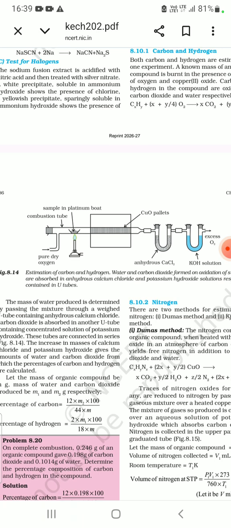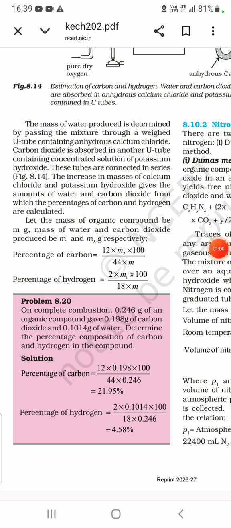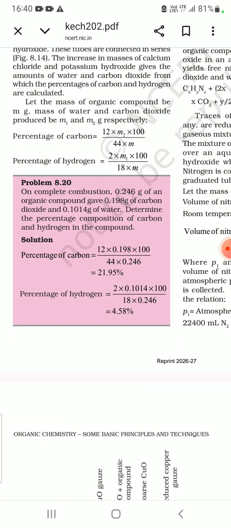KOH, anhydrous CaCl2. The formula for percentage carbon is 12 into M2 into 100 upon 44 into M. Percentage hydrogen is 2 into M1 into 100 upon 18 into M. And this question is given here. Here 12 is the mass of carbon and 44 is the mass of CO2, so it is given as mass of element upon mass of compound.